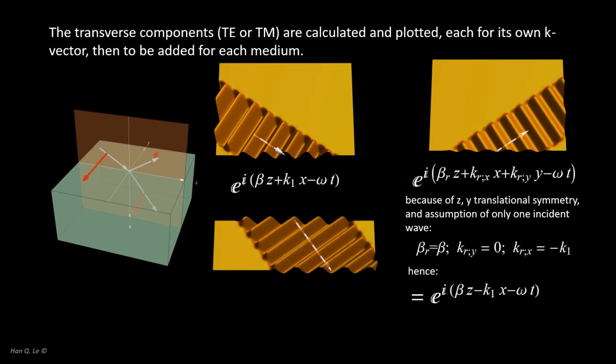For the transmitted wave, it is a general wave of any frequency and k-vector, except that its polarization must also be the same as that of waves in medium 1, otherwise, the boundary condition would not be satisfied. More about the boundary condition later.